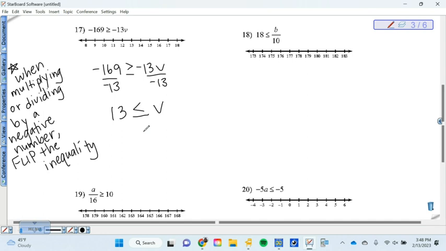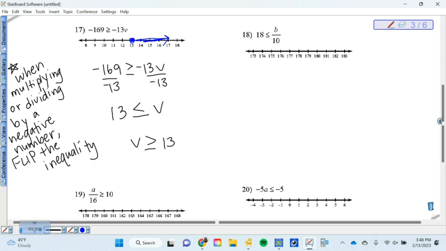What would it become if I wanted to flip it around? Less than or equal to 13. So if I want greater than or equal to, exactly. So what do I do to graph it? Open or closed circle? Closed. Where? At 13, and then do I go left or right? Right. V is greater than 13.